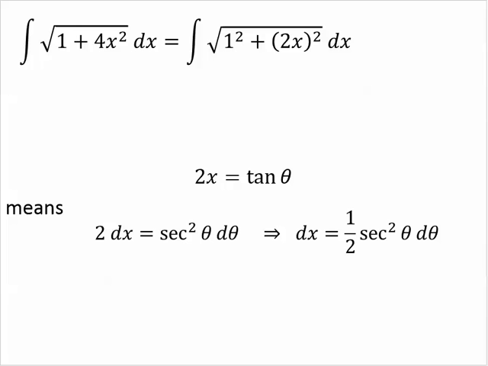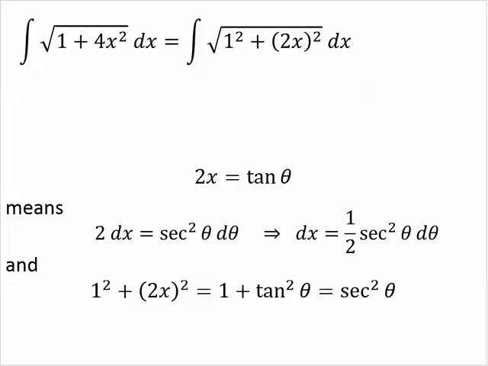Next, we need to figure out what 1 squared plus 2x squared is. Well, 2x is just tangent. So 1 squared plus 2x squared is 1 squared plus tangent squared, which by the Pythagorean identity is just secant squared.